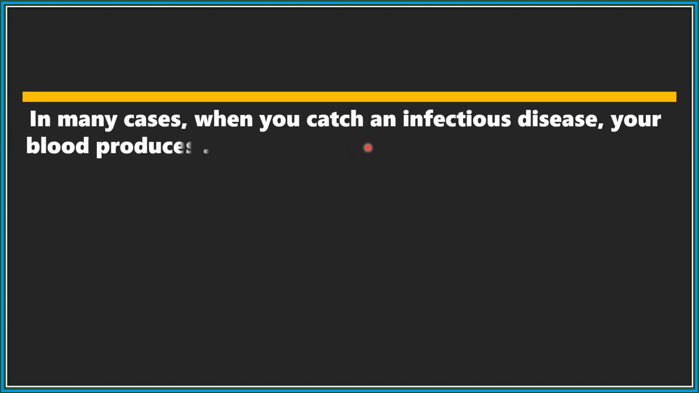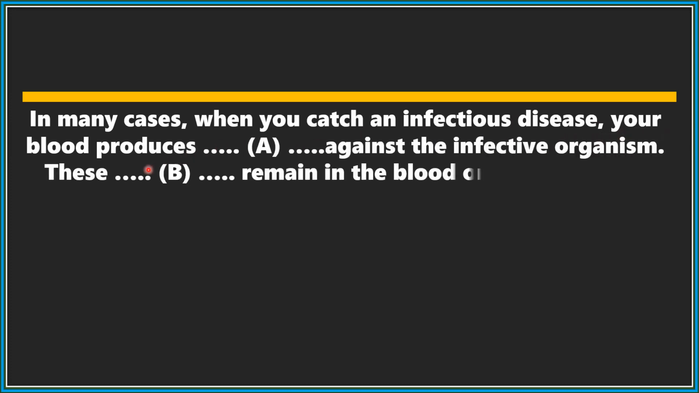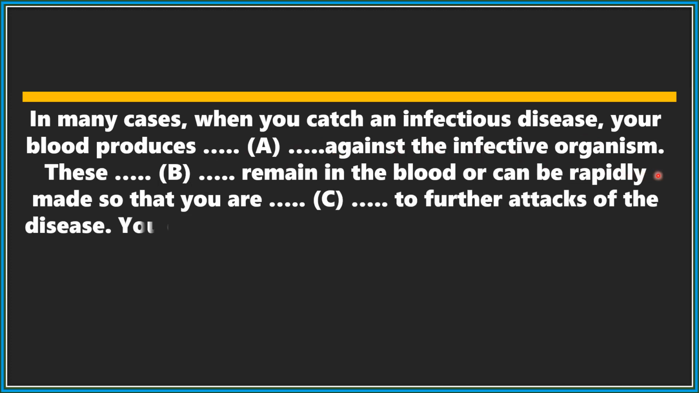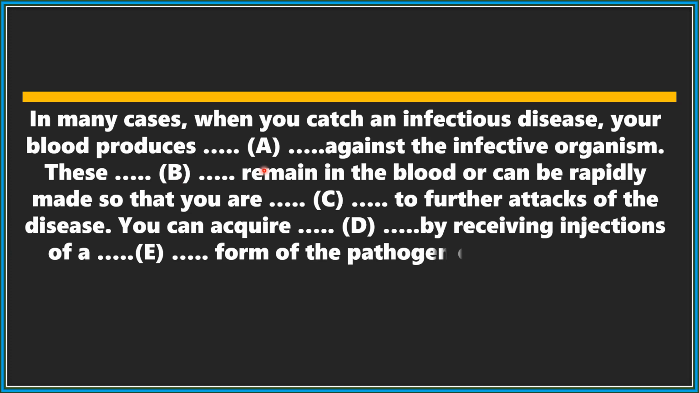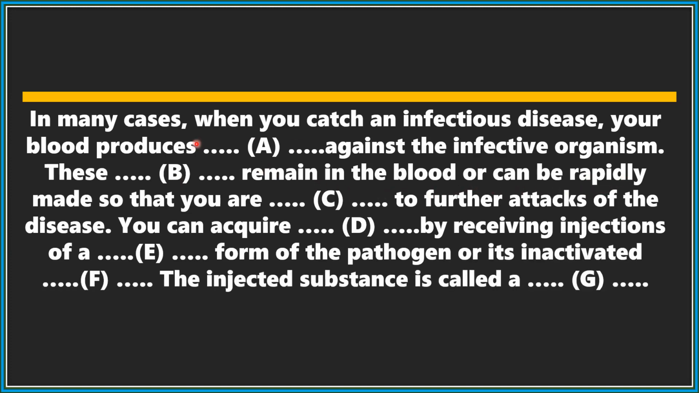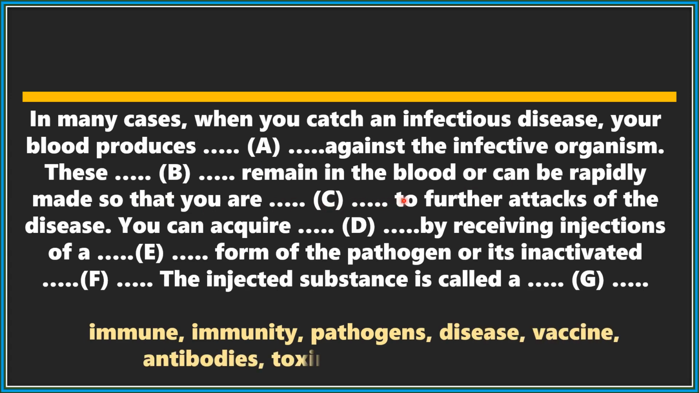In many cases, when you catch an infectious disease, your blood produces dash against the infective organism. These dash remain in the blood or can be rapidly made so that you are dash to further attack of the disease. You can acquire dash by receiving injections of a dash form of a pathogen or its inactivated dash. The injected substance is called dash. Immune, immunity, pathogen, disease, vaccine, antibodies, toxin, harmless, antigens.